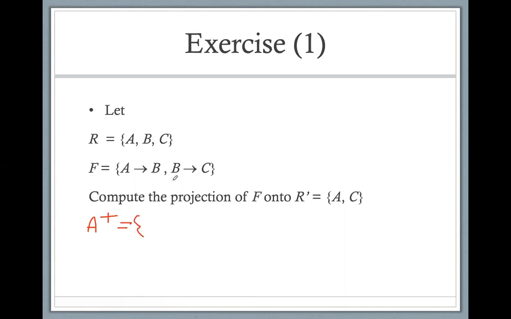First of all, these two functional dependencies, I cannot use them on R dash, right? Basically, because they involve an attribute called B, which is not in R dash. So I have another table R dash, which has two columns, A and C. So neither of these functional dependencies is relevant for R dash, right?